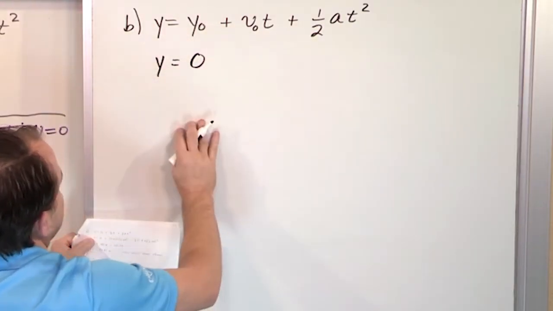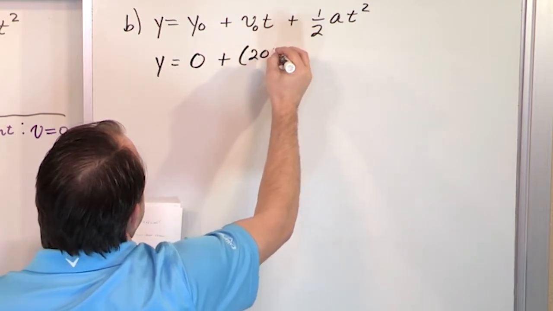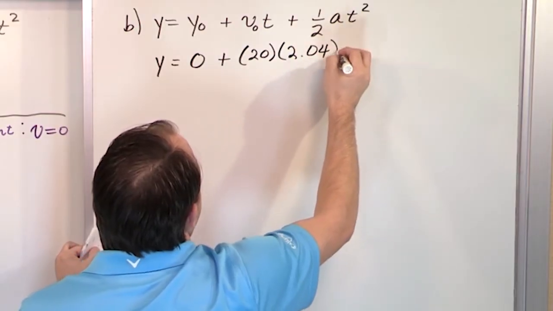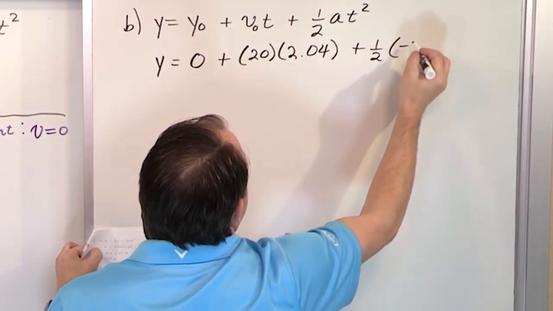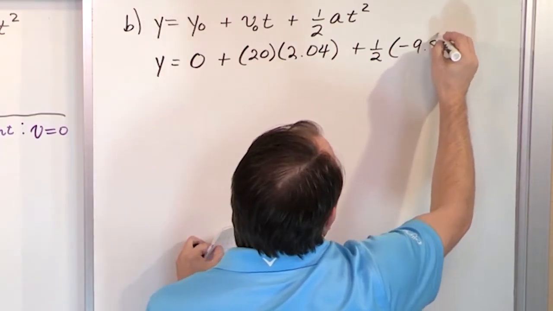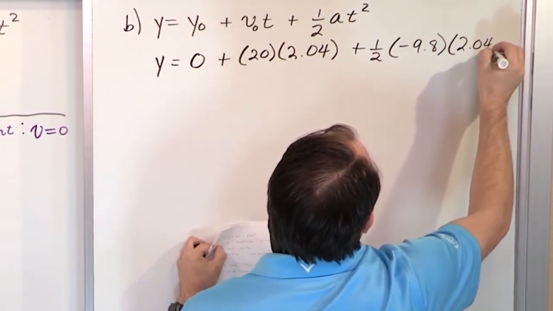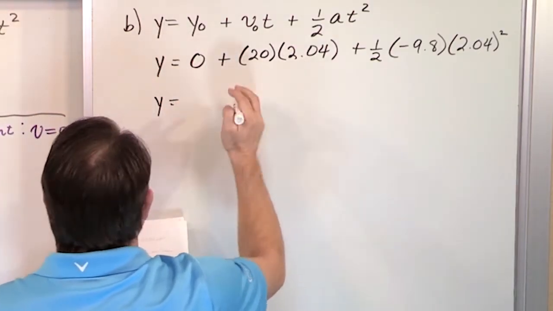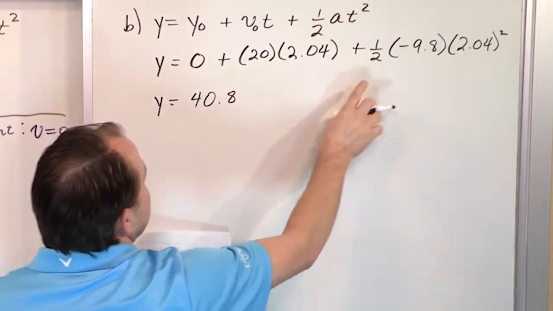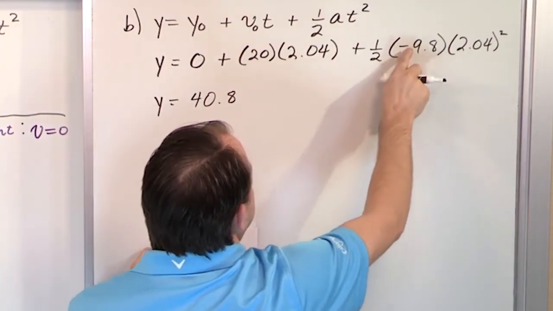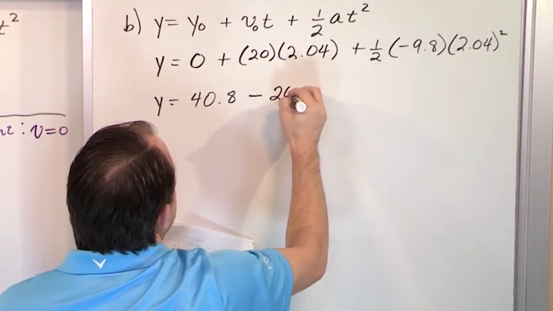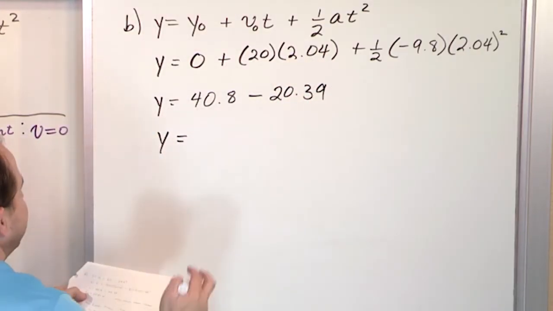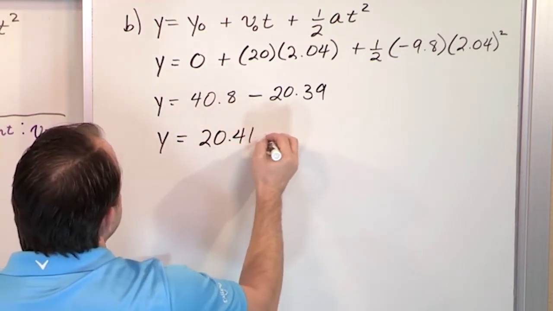The initial position is 0. The initial velocity is positive 20. But now we know that the motion to the top of the apex takes 2.04 seconds, plus 1/2. The acceleration is always negative 9.8. And t squared is 2.04, so we'll square it. So what you get is this term multiplied together gives you 40.8. All of this stuff, when you square this, multiply the negative sign, makes it a negative 20.39. And so the distance y, or the position y, is 20.41 meters.